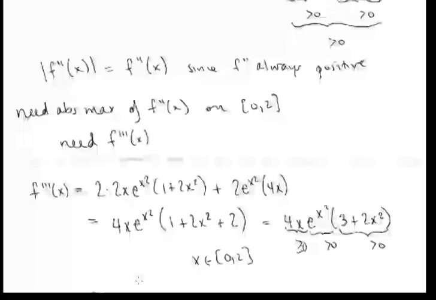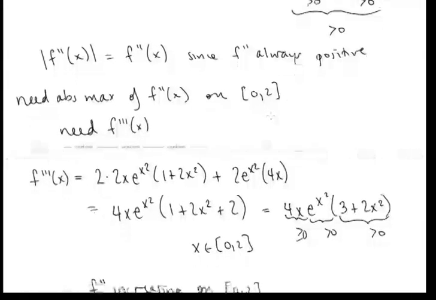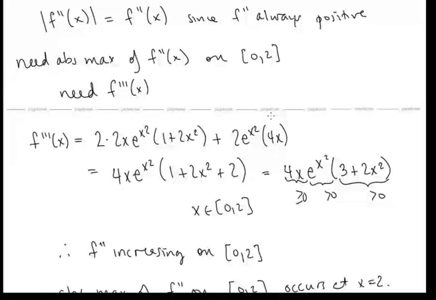So we need an absolute max of our second derivative on 0, 2. So how do we find an absolute maximum? We have to check any critical points within the interval and test the endpoints to see what's going to give the maximum value. So if we're looking for an absolute max of this function, we need its derivative, which is the third derivative. So we find the third derivative, and we want to know where this is 0, if anywhere. Because remember, that would find us a critical point, and that would help us find our absolute maximum.